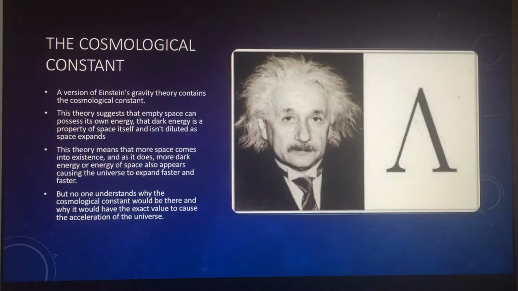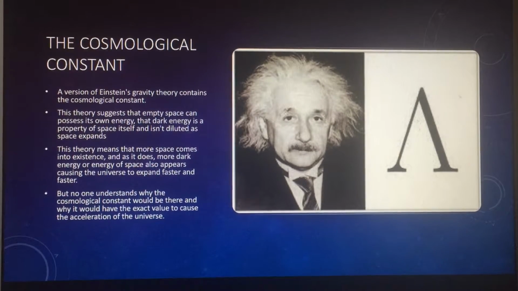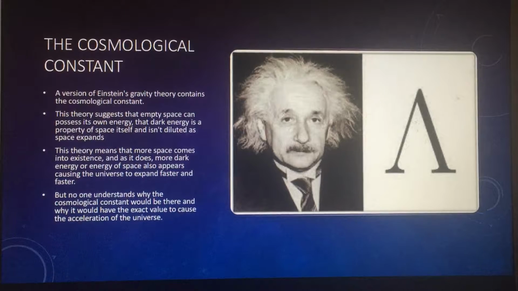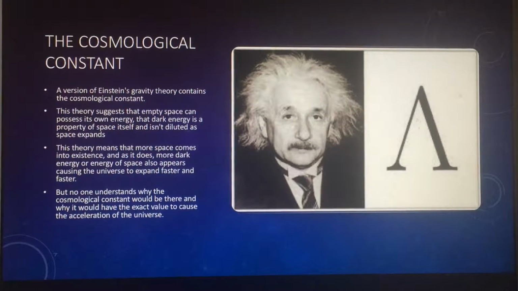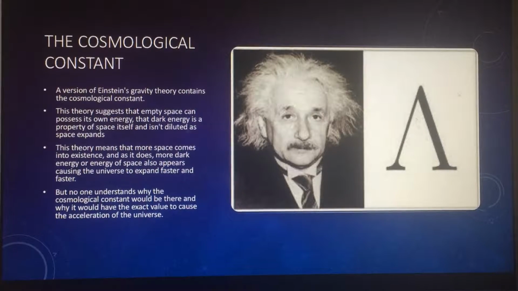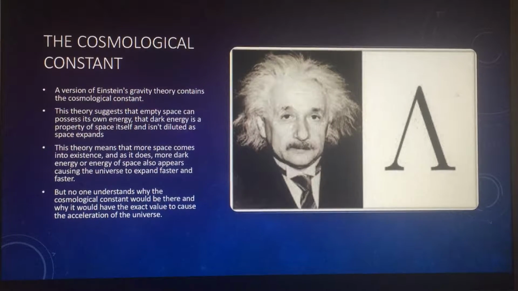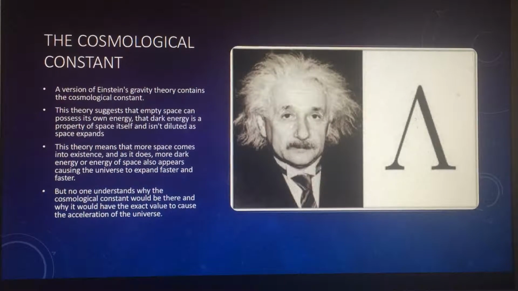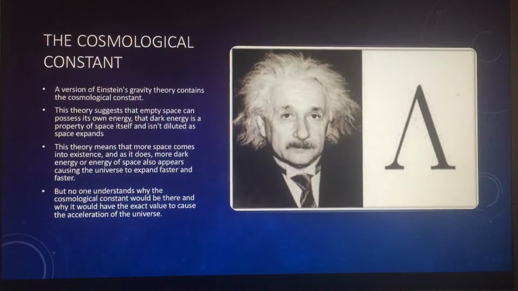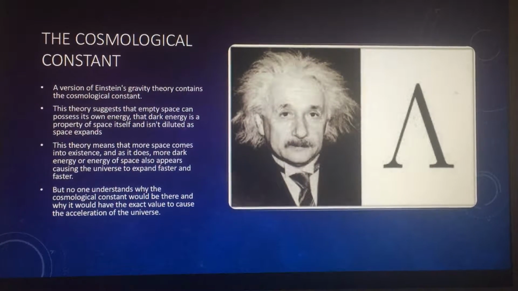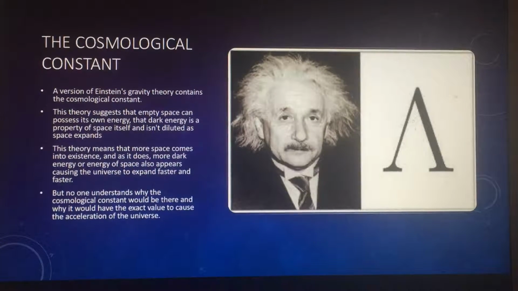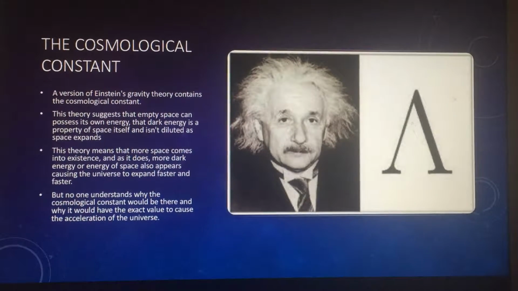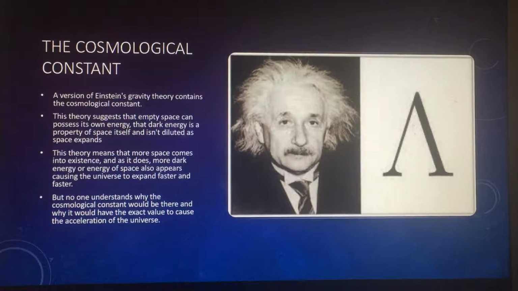The cosmological constant. A version of Einstein's gravity theory contains the cosmological constant. This theory suggests that empty space can possess its own energy, that dark energy is a property of space itself, and it isn't diluted as space expands. This theory means that more space comes into existence, and as it does, more dark energy, or energy of space, also appears, causing the universe to expand faster and faster.